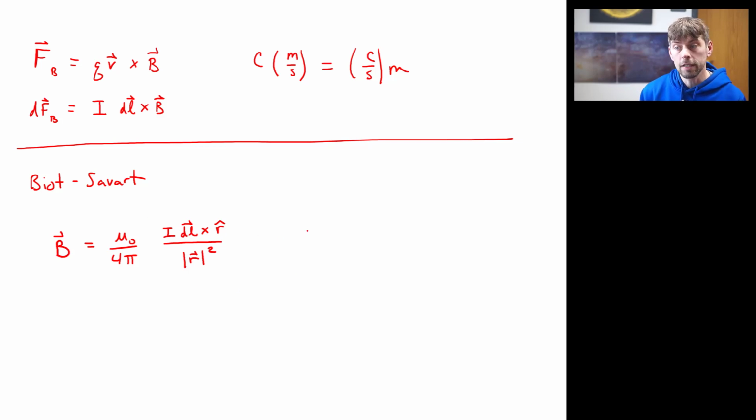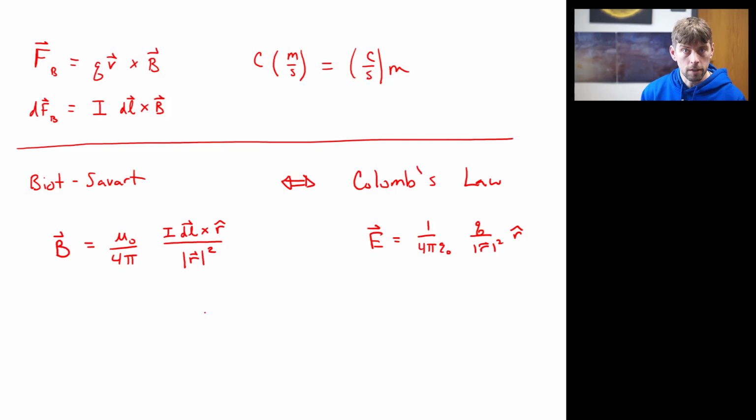Okay. Now let's walk through this. This is the equivalent relationship for magnetic fields. So if you want, Biot-Savart is analogous to Coulomb's law. The equation that tells us the electric field generated by a particle is 1 over 4 pi epsilon naught, q over r squared, r hat. That is the idea that we're going for here.